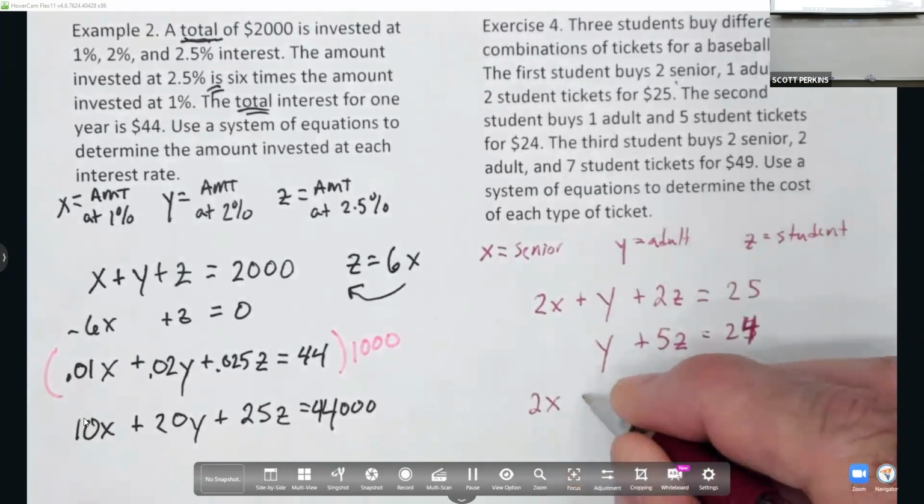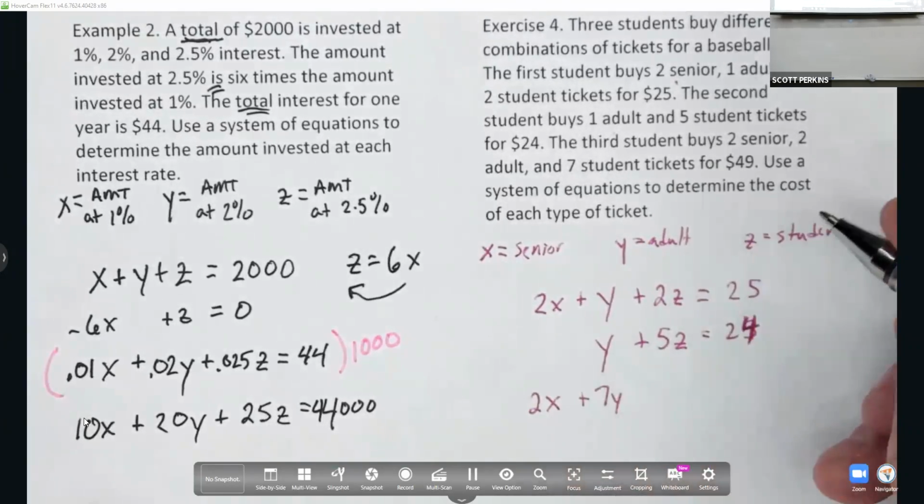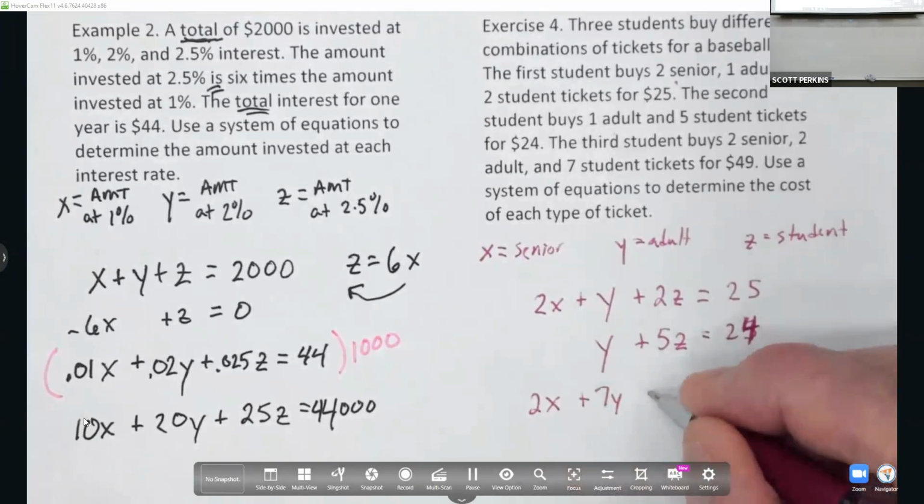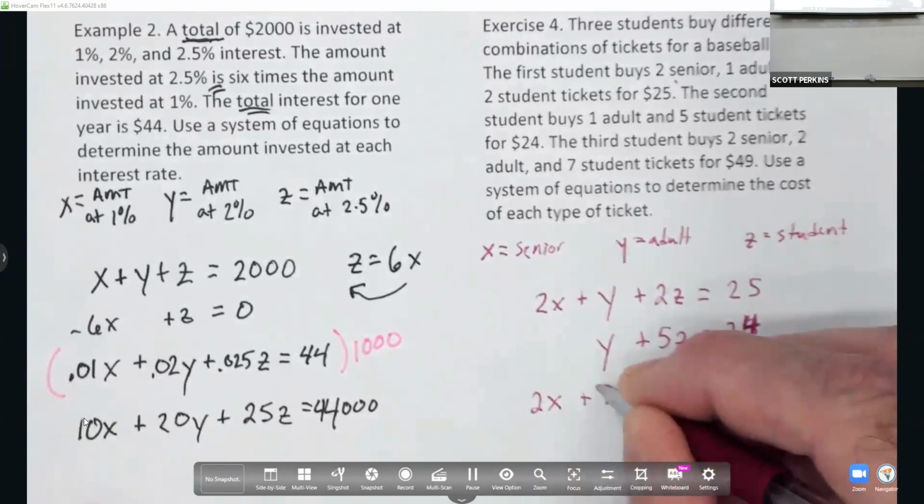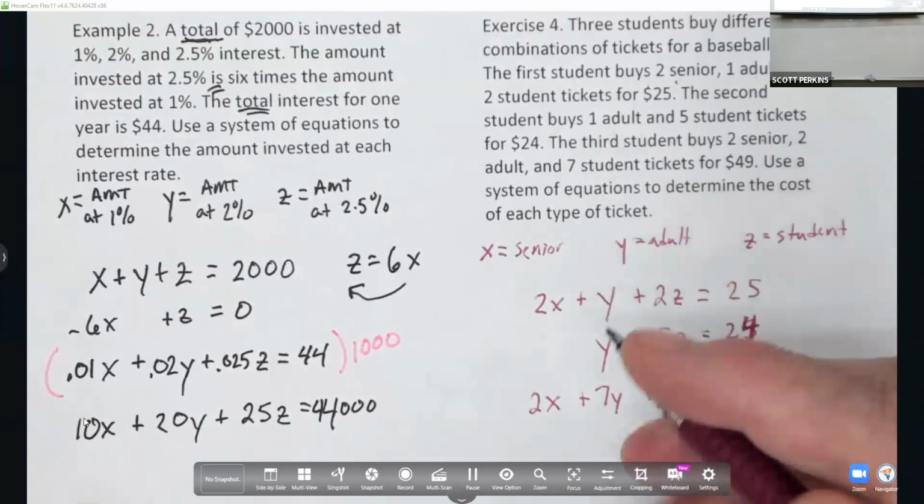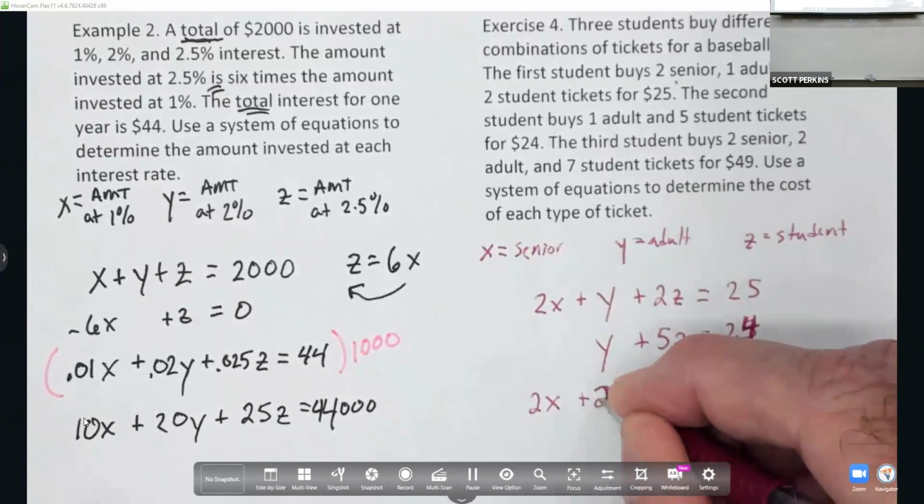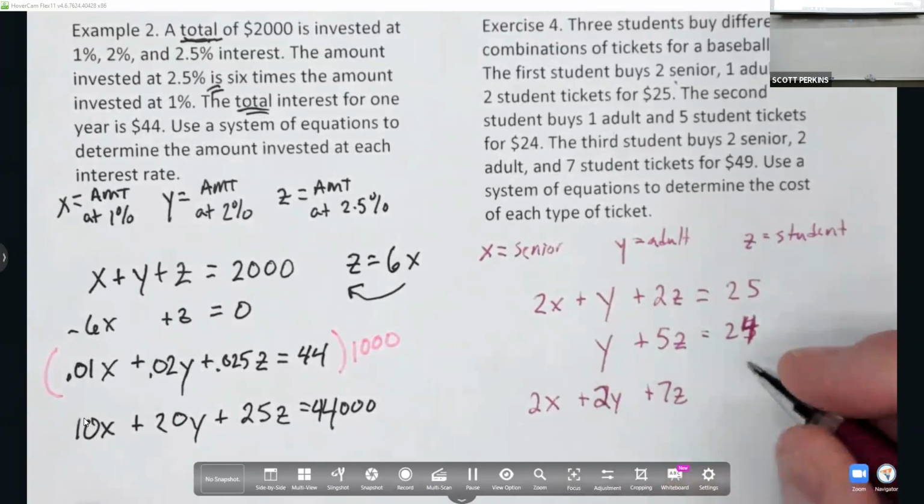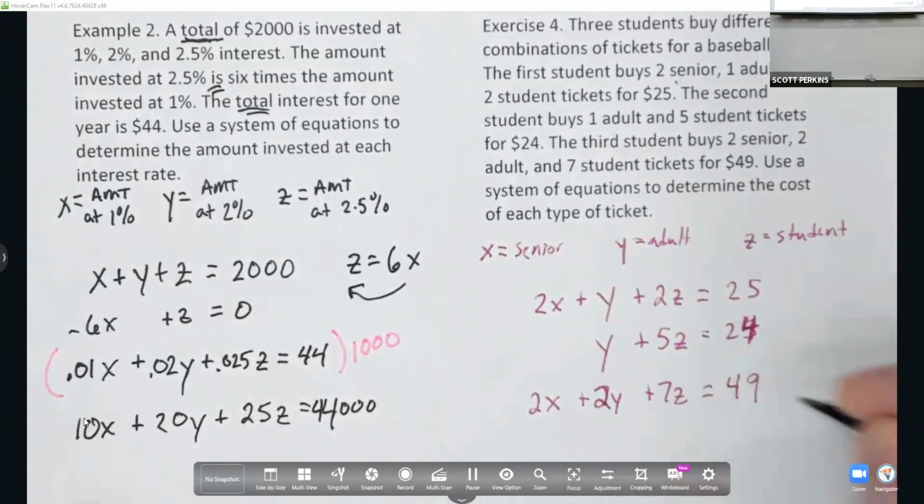7 student. Oops, I skipped adults for some reason. The third student buys 2 senior, 2 adults. So this should be a 2. There we go, that's what I wrote. And that cost is $49.